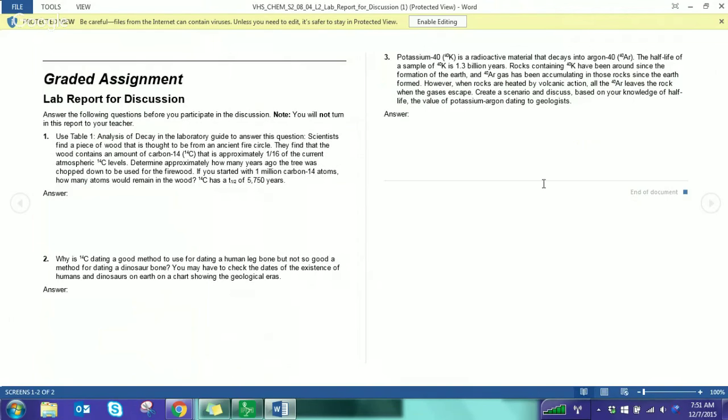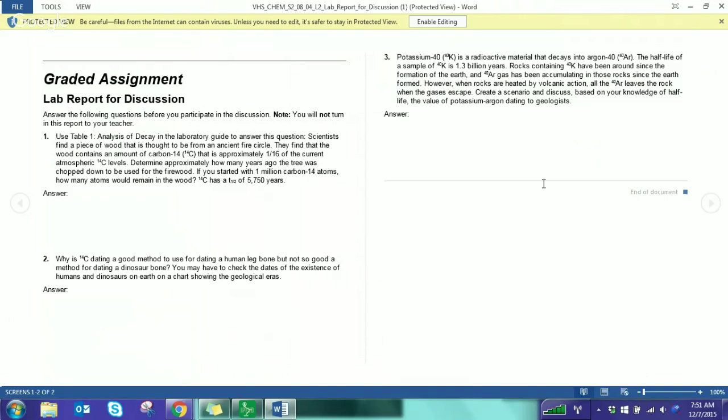All right, last one. Potassium-40 is a radioactive material that decays into argon-40. The half-life of a sample of 40K, or the potassium-40, is 1.3 billion years. Rocks containing potassium-40 have been around since the formation of the Earth, and argon-40 gas has been accumulating in those rocks since the Earth formed. However, when rocks are heated by volcanic action, all of the argon-40 leaves the rock when the gases escape. Create a scenario and discuss, based on your knowledge of half-life, the value of potassium-argon dating to geologists. Okay?